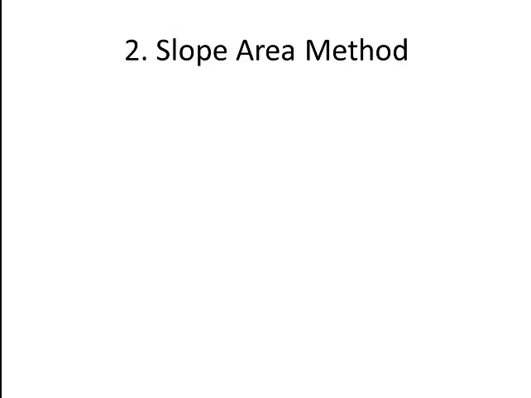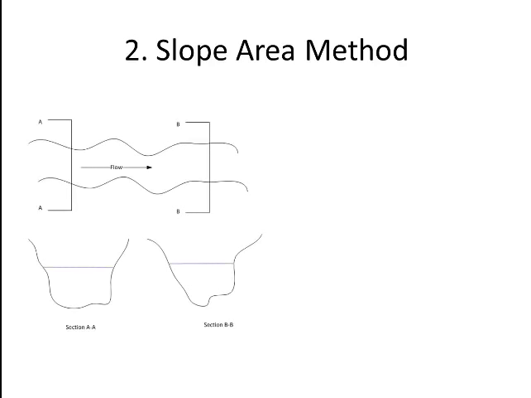Next is the slope area method. This method is quite unique. This method is used to estimate flows within an ungauged river. In order to measure the flows, you will need to survey the river. As shown, we are surveying the upstream cross-section AA and the downstream cross-section BB. The first step is to measure the flow area and wetted perimeters.